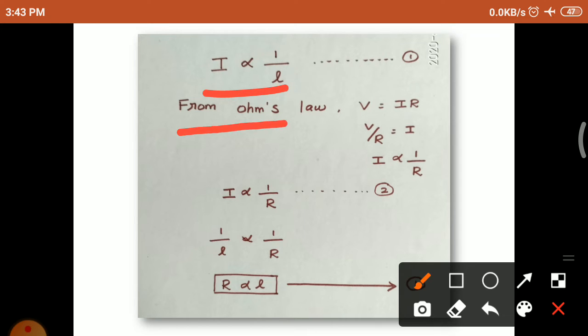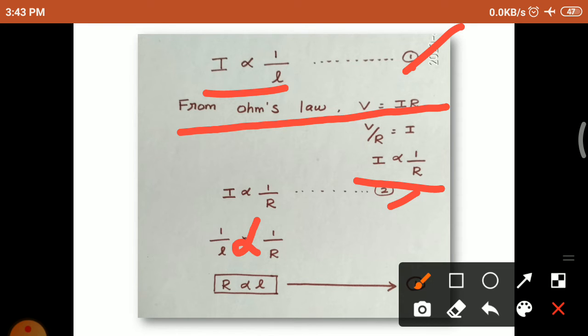So from Ohm's law, we know that V equal to IR, so V by R equal to I. So I is inversely proportional to 1 by R. This is equation number 2, and this is equation number 1. In both the equations, the left hand side is the same. So I equate the equations: 1 by L inversely proportional to 1 by R. From this relation, I can say that R is directly proportional to L.